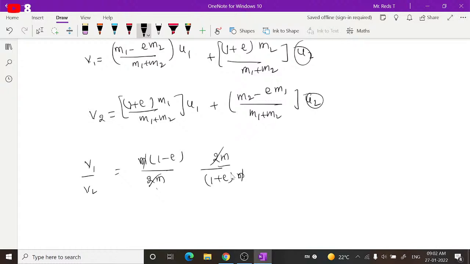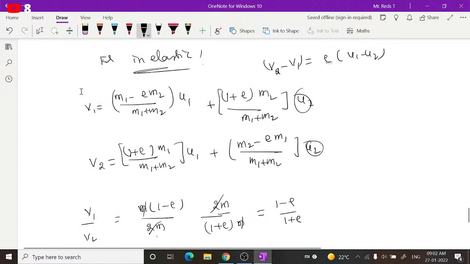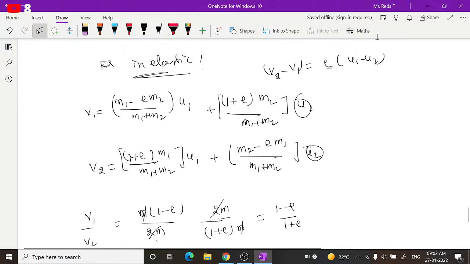Just try to keep this in mind. It's (1 minus e) by (1 plus e). Therefore, v1 by v2 is equal to (1 minus e) by (1 plus e). Note down this, everyone. I have given you these relations directly, and that is by using this we'll get it. You have to keep this in mind, in case of inelastic collision.